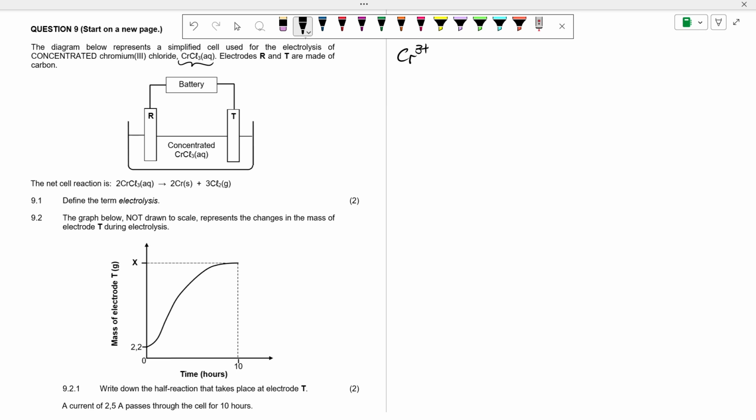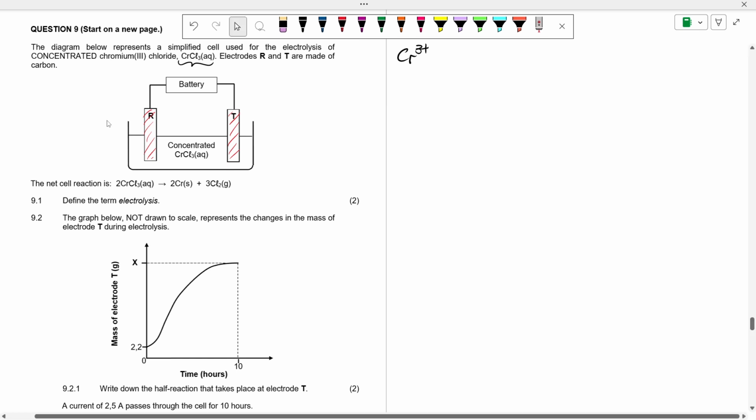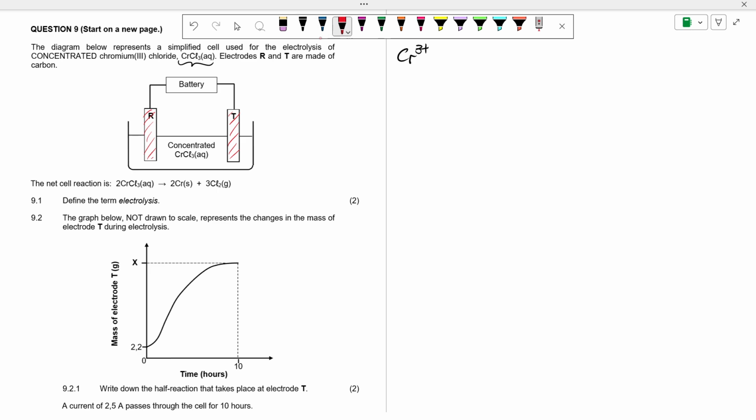Electrodes R and T are made of carbon, and that's not a surprise, because in electrolytic cells, if we just want to break something down, we use the same electrode material, usually carbon or platinum. The net cell reaction is this. So you're going to have the breaking down. This is decomposition: the breaking down of chromium 3 chloride to chromium solid and chlorine gas.